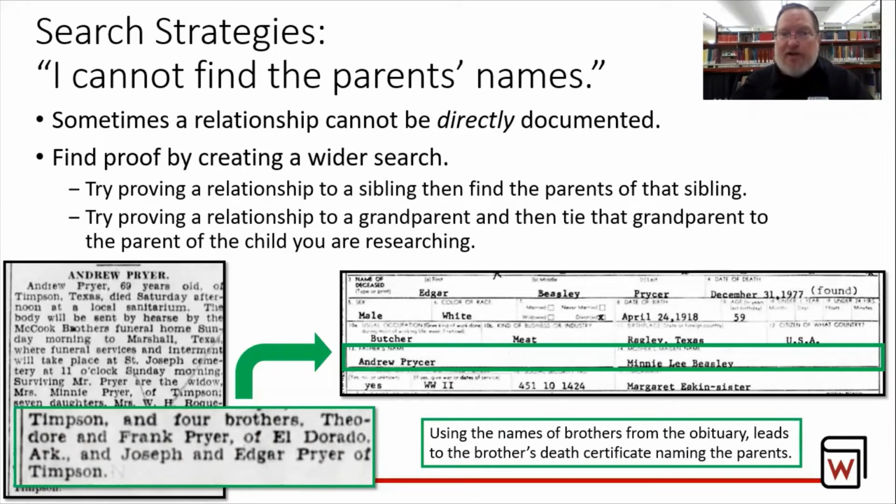Also, when you can't find the parents' names, sometimes it can't be directly documented that this person is the son or daughter of this mother and father. Sometimes you have to take a route around that. So if you have multiple siblings, you can search out the siblings to see if you can find records that list their parent, who is a parent of your ancestor. Then if you have proof of the relationship between your ancestor and one of their siblings, that would be enough information to justify that this is their parent.